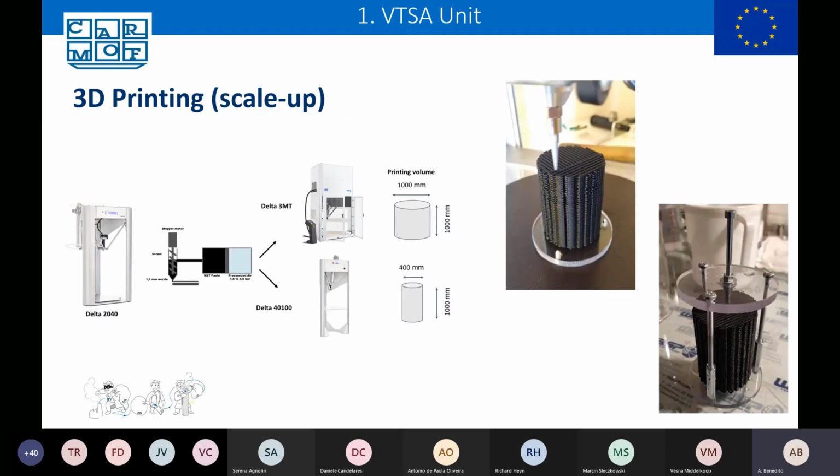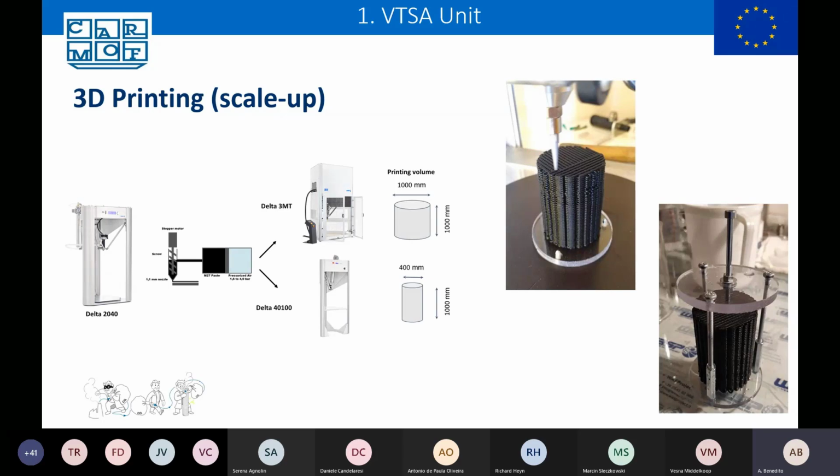Then, of course, we have scaled up the 3D printing to have big enough monoliths to feed the demonstrator pilot plants. The optimization of the scale-up of the monolith production has been done in the WASP facilities, and different printer configurations have been used with the most promising paste formulation, with the objective to manufacture larger monoliths, as you can see in the photographs on the right side.